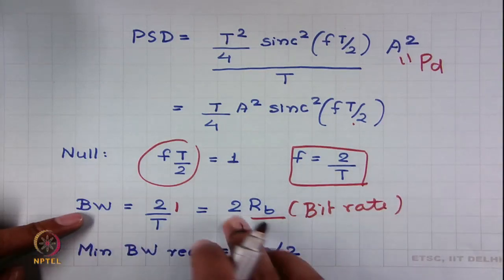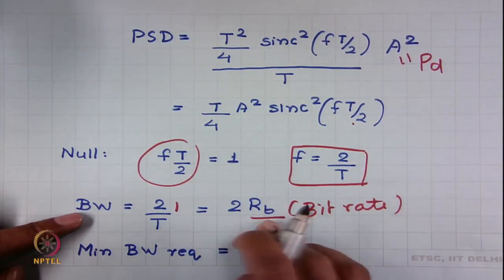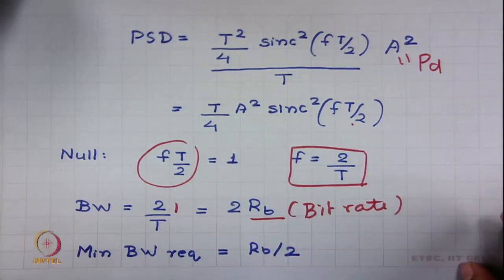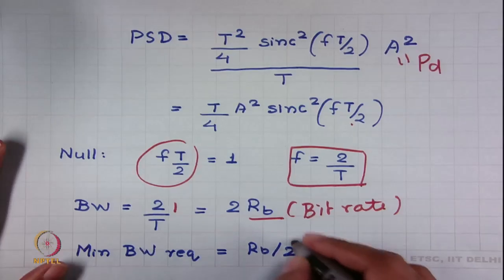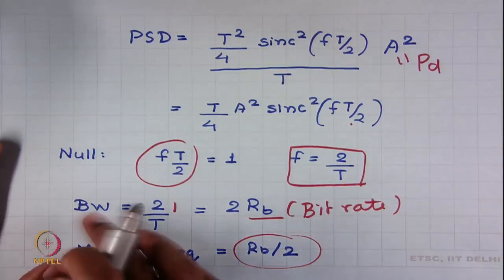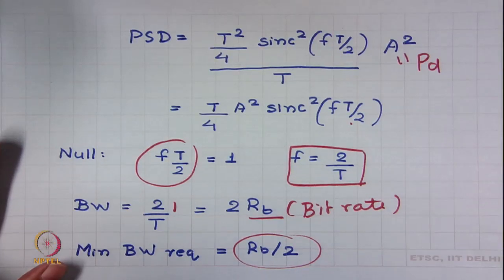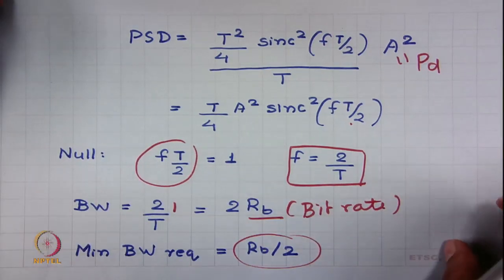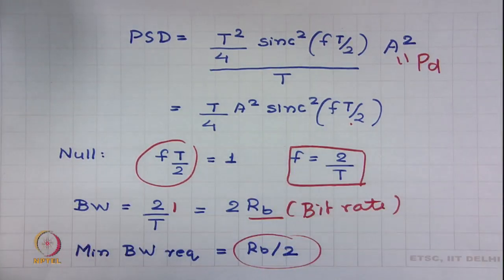So, bandwidth is 2 times Rb, 2 times the bit rate, and we will see in a short while from now, or maybe in the next lecture, that the minimum bandwidth required is Rb by 2. So, this is the minimum required bandwidth, and this signaling scheme is taking a bandwidth which is 4 times the minimum required bandwidth. So, it is wasting a lot of bandwidth, and this is the drawback of this signaling scheme.